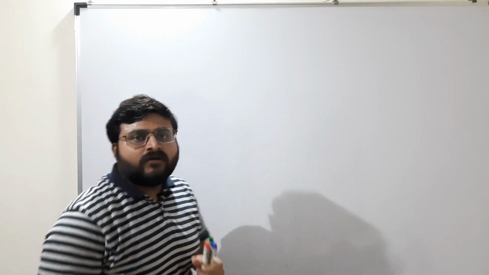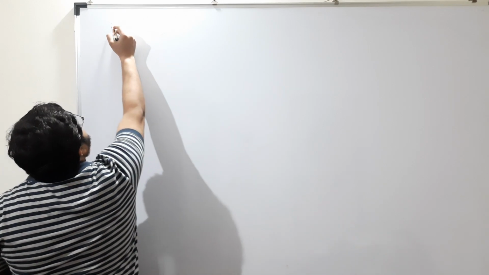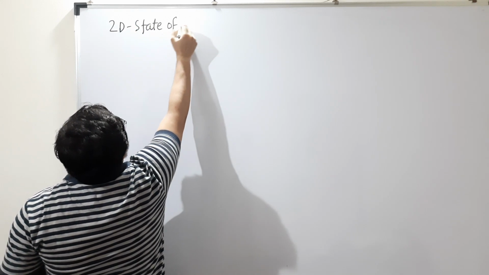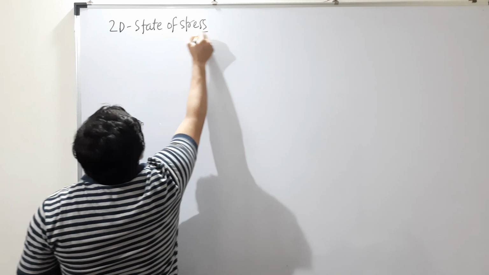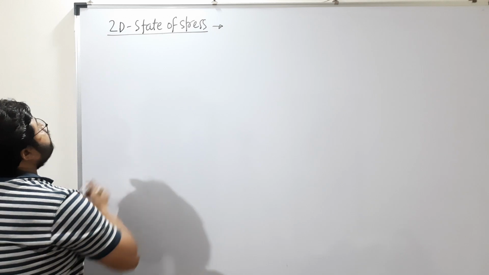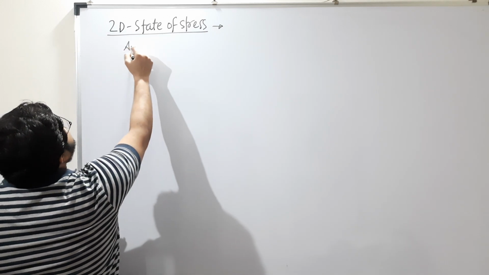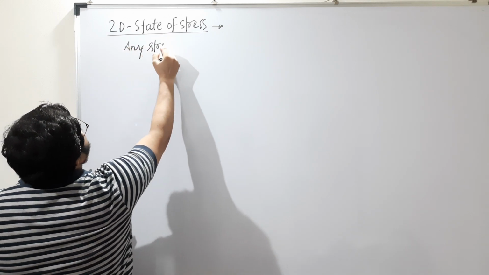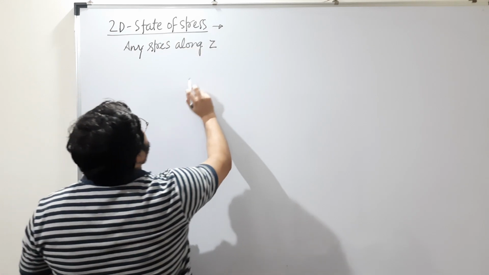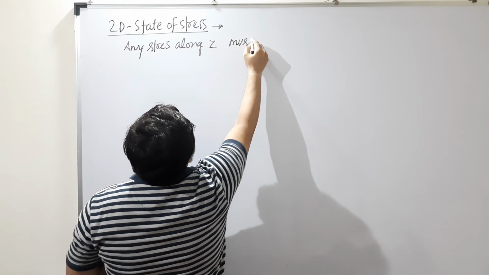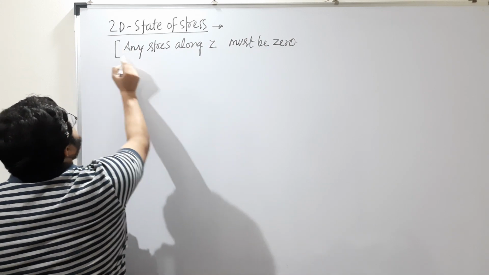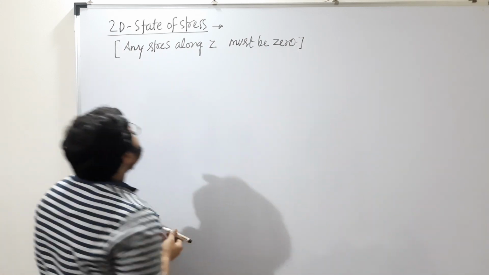Okay, let's see now the two-dimensional state of stress. In a two-dimensional state of stress, any stress along Z must be 0. Only this thing you should keep in mind. So what does it mean?